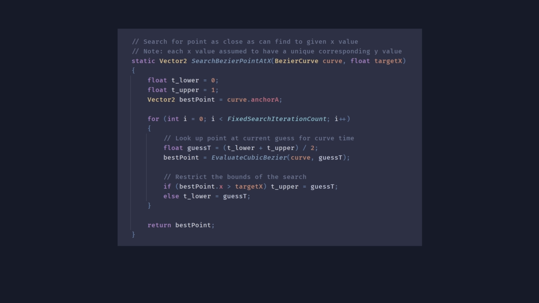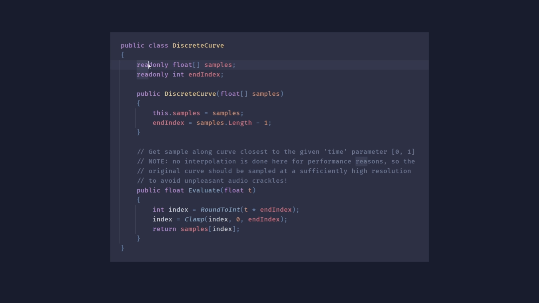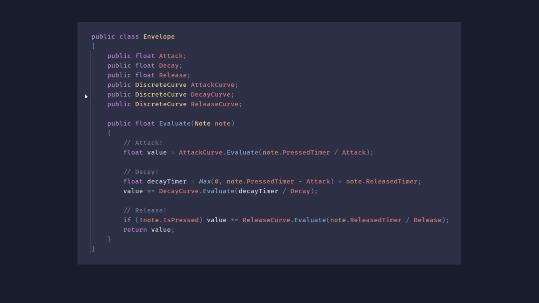Okay, after a few fixes, I've now been working on a function to search for the y-coordinate of the curve that corresponds to a given x-coordinate, so we can actually use it in our envelope. This function isn't fabulously fast though, so whenever the curve is edited, the search gets run at evenly spaced x intervals, and the results stored in this discretized curve class. That way we can sacrifice a bit of accuracy to enable evaluating the curve much more efficiently. So our envelope now has access to 3 of these for attack, decay, and release, from which it looks up the values rather than simply using straight lines.